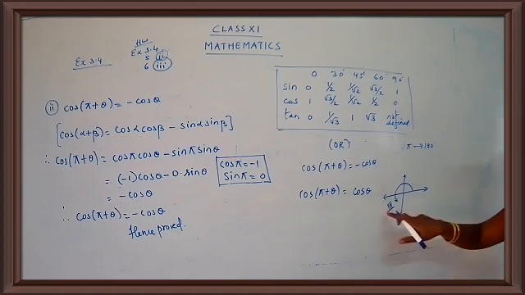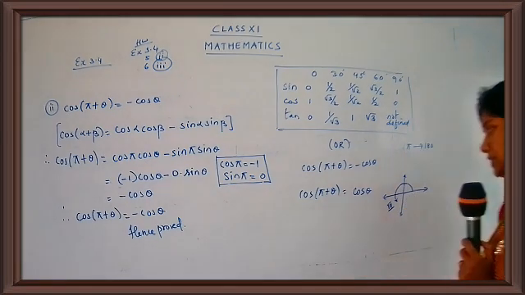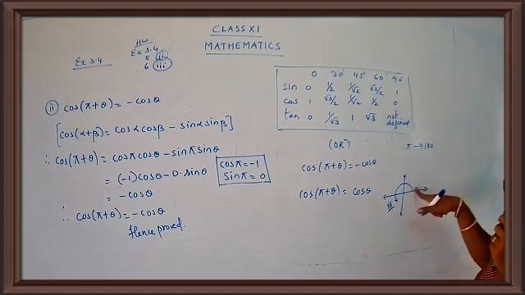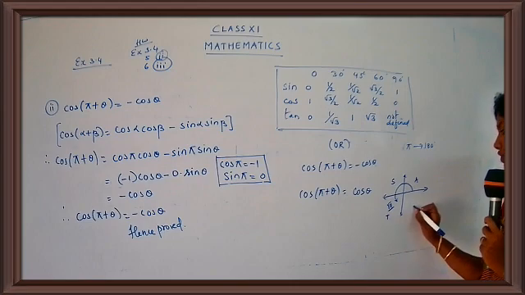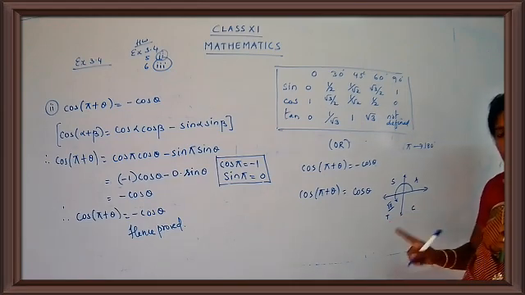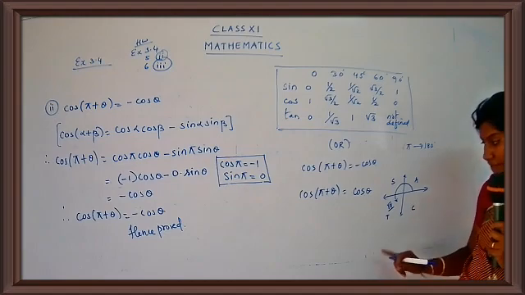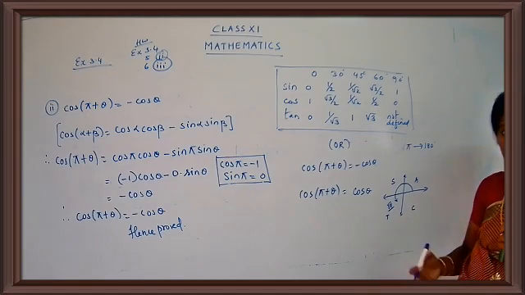Pi plus theta lies in the third quadrant, and you know the rule: All Students Take Chocolate. So which functions will be positive here? Tan will be positive and cot will be positive, and the other functions will be negative.